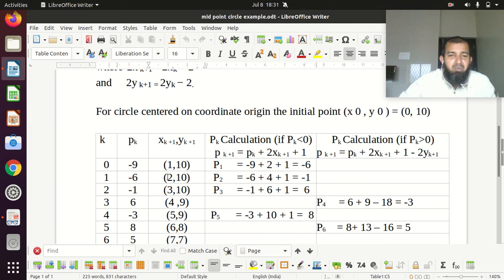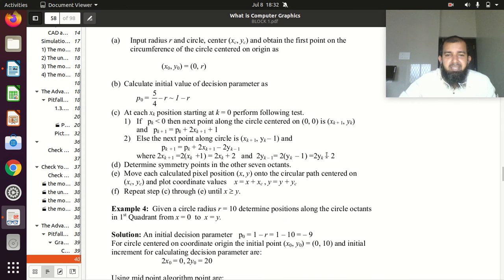Okay, so what about x? Whether it is negative or positive, it goes on incrementing by 1. If it is negative, the y value does not change, it remains the same. If it is positive, it decrements. If it is negative, it remains the same. If it is positive, decrement, like this. Clear? No? Then what about the next pk value, the decision parameter value?